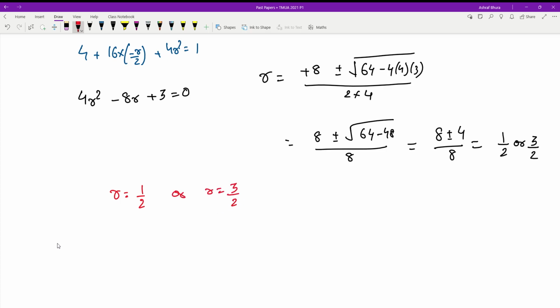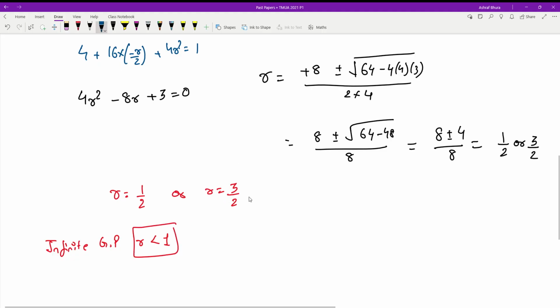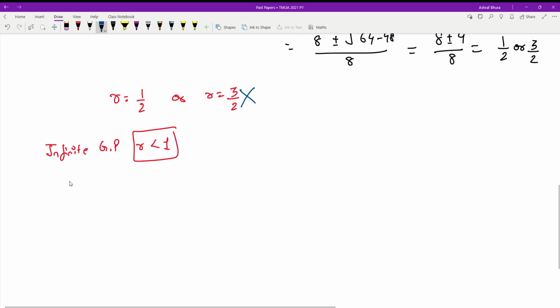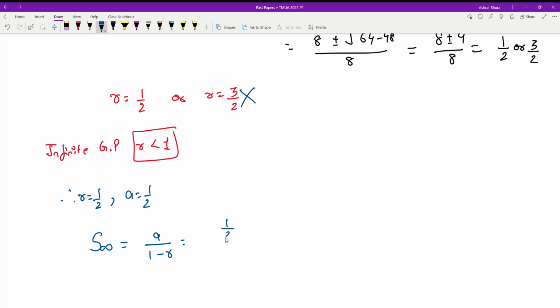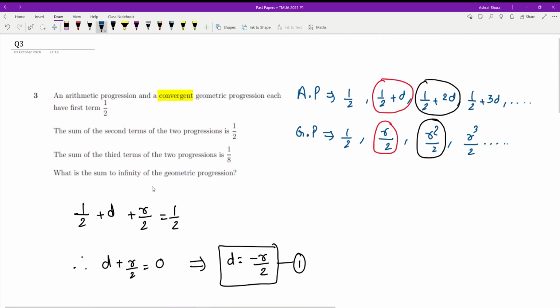Now if it's an infinite GP, then for an infinite geometric progression, r should always be less than 1. Hence this solution will not be a valid solution. Therefore r is equal to 1/2, and we also know the first term of the GP is a = 1/2. So the sum of the infinite GP is going to be a/(1 - r). So (1/2) divided by (1 - 1/2) will become just 1. Hence the correct answer to this question is going to be 1. 1 will be the answer.